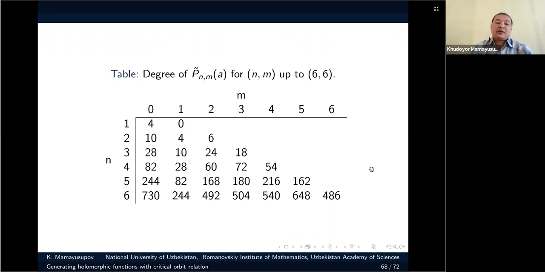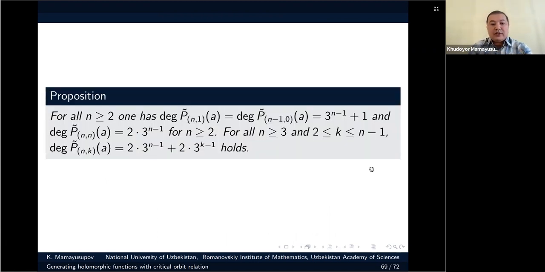This table coincides with the table of the pair 1, lambda, which is, well, it's not so surprising. And there I was showing you up to level 4, and then (6,0) and (6,5) here. Well, in summary, we have this would-be proposition about the degrees.